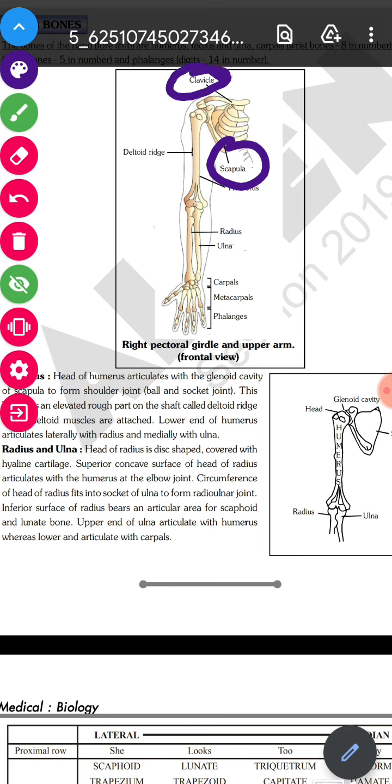Then you can see a collar bone, which is called the clavicle, and over here there is a cavity present in the shoulder bone. That cavity is called the glenoid cavity, and in the glenoid cavity the head of the humerus, which is nothing but the arm bone, is articulated inside, it means it is going to fit inside. Clavicle is one, scapula is one, humerus is also one.